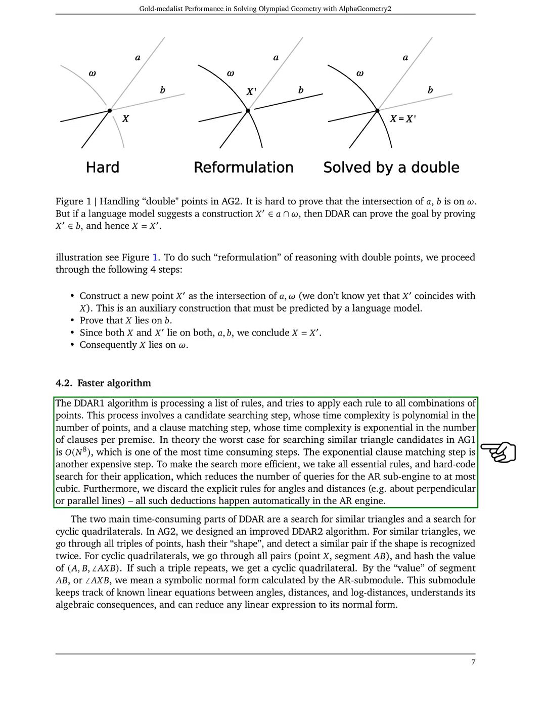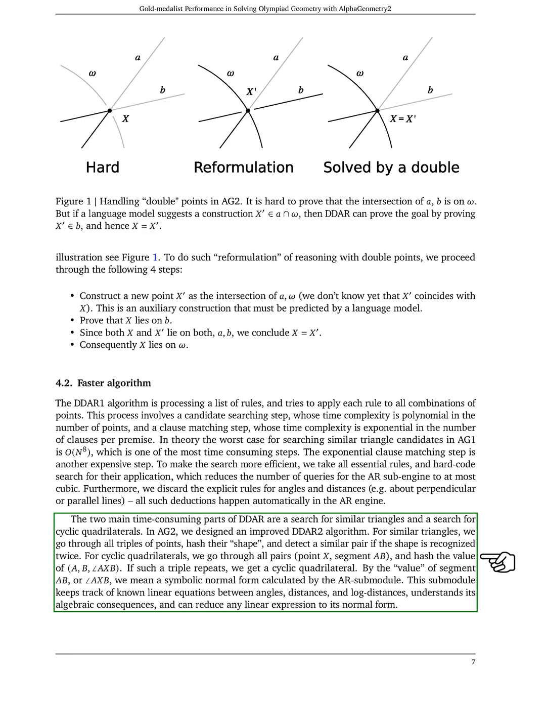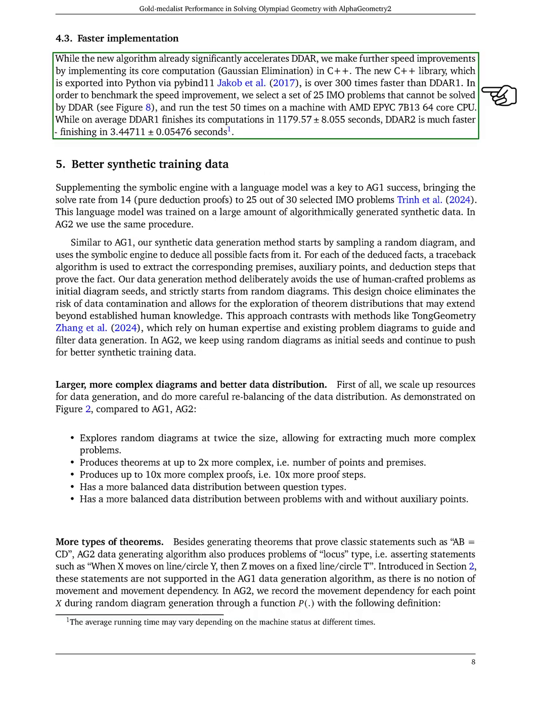In AG2, we developed the DDAR2 algorithm, which improves the search for similar triangles by hashing the shapes of point triples. For cyclic quadrilaterals, we hash pairs of points and segments to identify repetitions. The AR module helps track known relationships and simplifies linear expressions. To further enhance speed, we implemented the core computation in C++, resulting in a library that is over 300 times faster than DDAR1. We benchmarked this improvement using a set of challenging problems, finding that DDAR2 completed tasks much quicker than DDAR1.